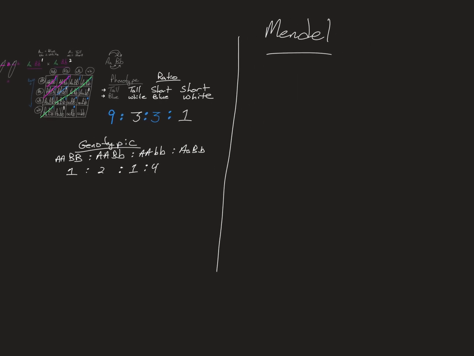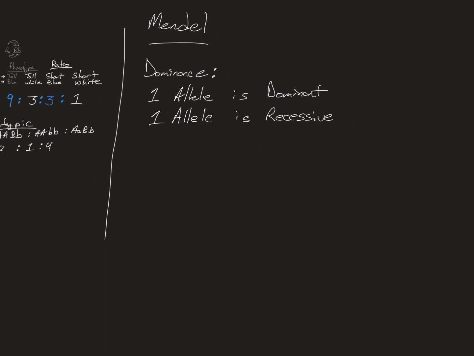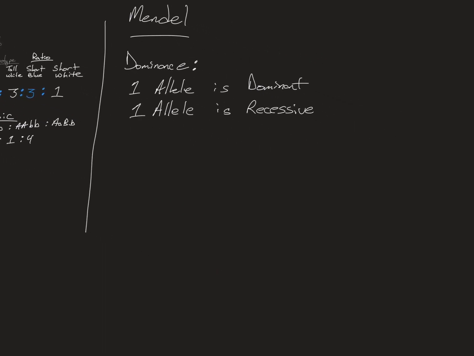The first is the law of dominance. He used the word factor because he didn't know anything about chromosomes. He says one factor, and for our sake, one allele. I'm going to use the word allele. He didn't use that word. One allele is dominant, and one allele is recessive. That's what he called the law of dominance.